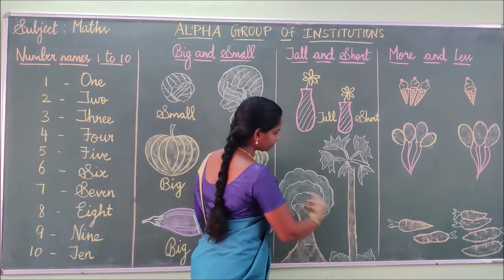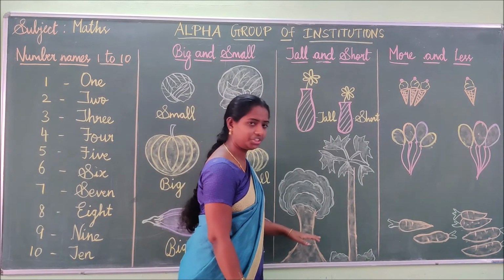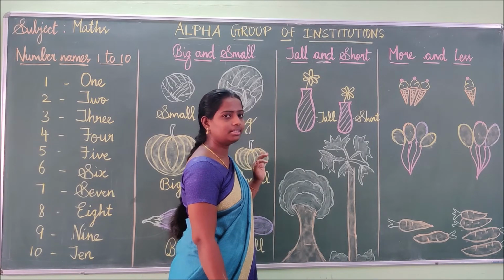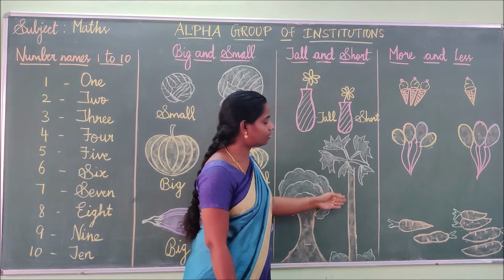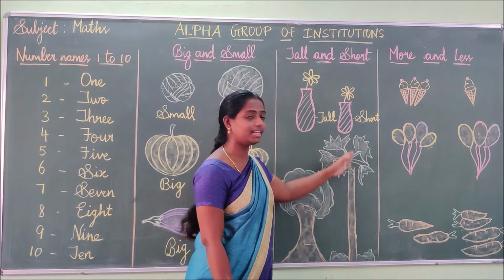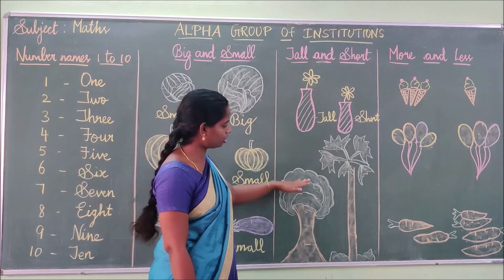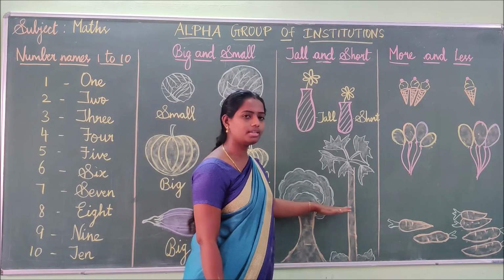What is it? Tree. What is it? Tree. See, when we compare these two trees, which is short and which is tall, children? By seeing this picture itself, we can easily say, it is very tall, isn't it? This tree is very tall than this tree, isn't it, children? It looks very short, isn't it? So it is short and this is tall.